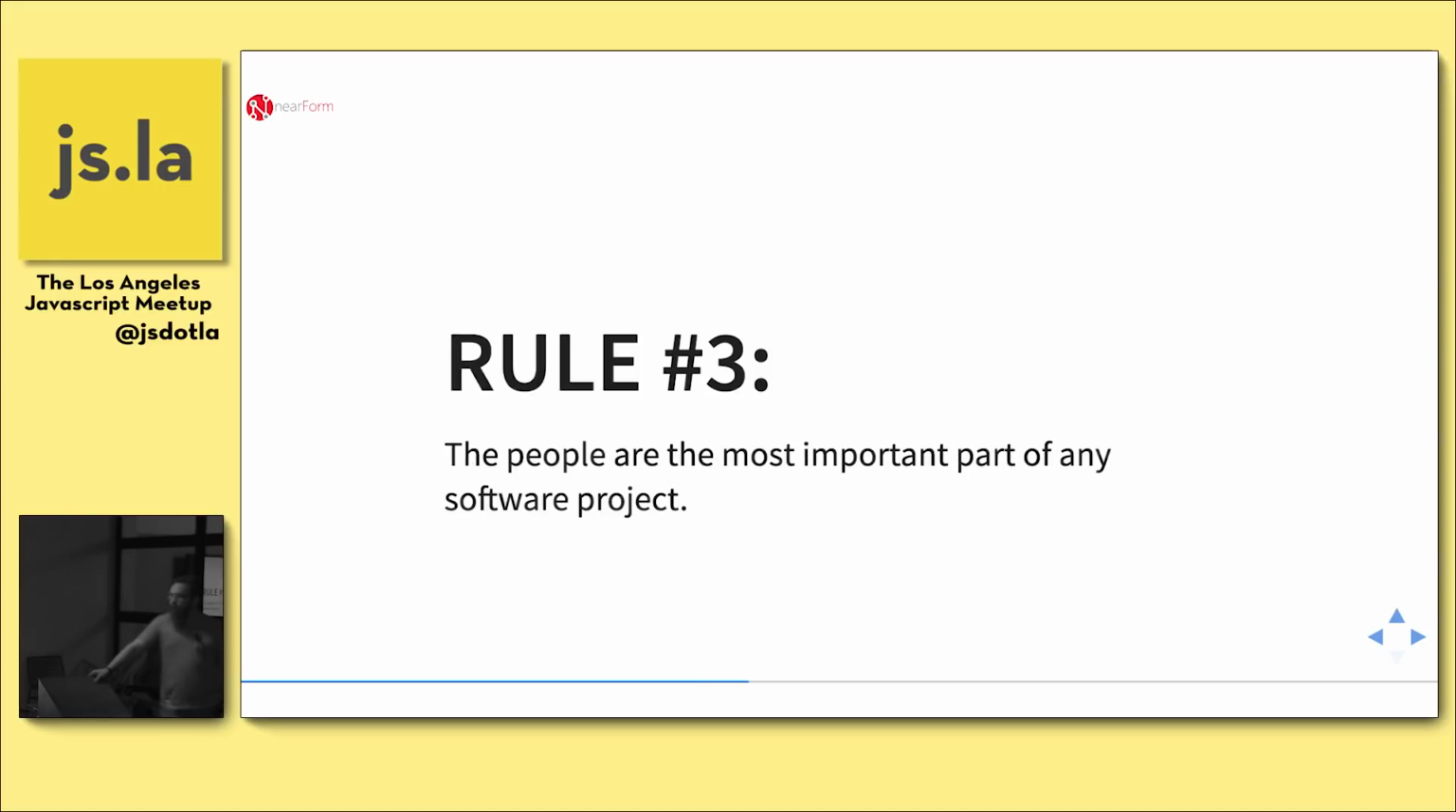So, rule number 3, the people are the most important part of any software project. Never ever forget that. It doesn't matter if it's an open source project, it doesn't matter if it's a company, right? Closed source. The people involved in building it are the most important thing, not the software, okay? If there's anything else that you take away from this talk, that's it right there, okay?